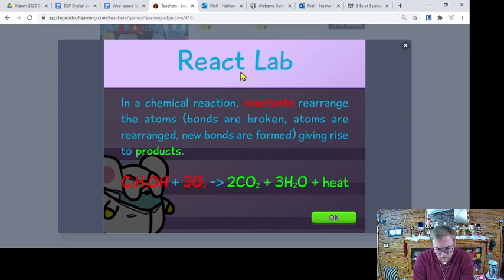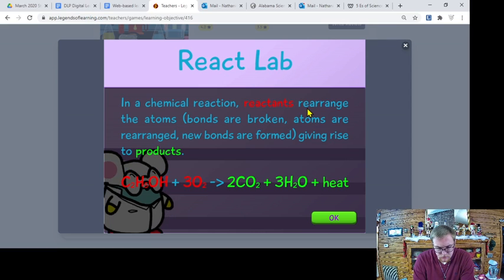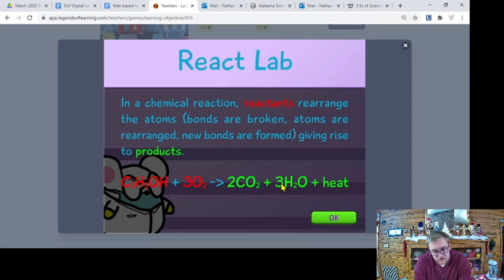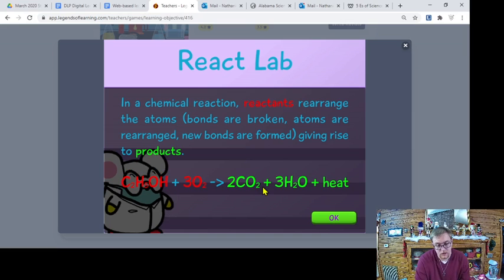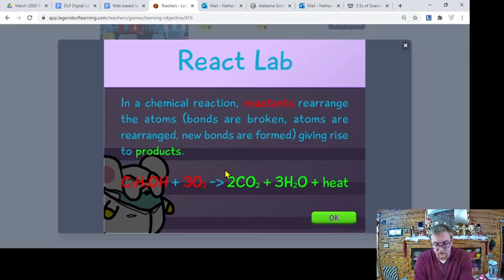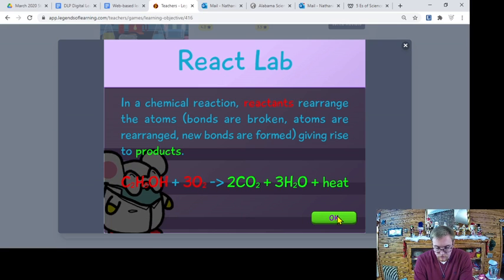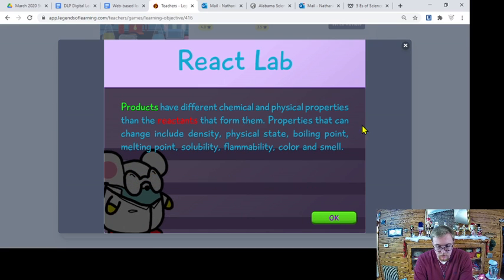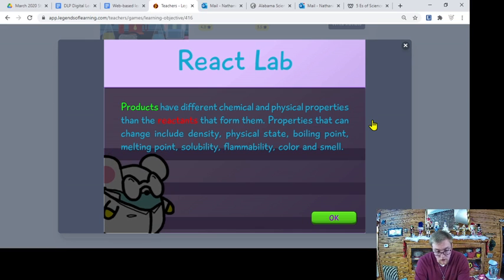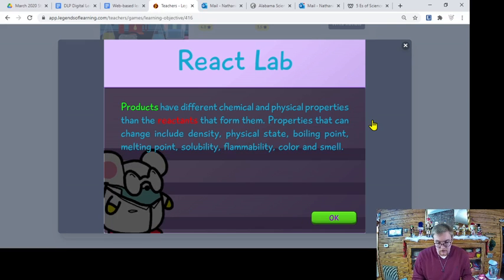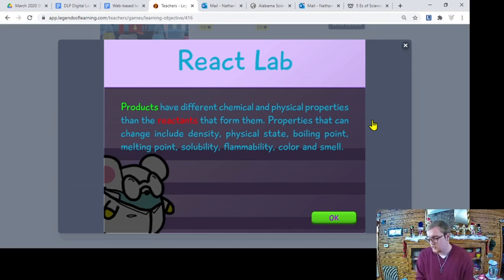So let's read through some of the information we got here. In a chemical reaction, reactants rearrange the atoms. Bonds are broken, atoms are rearranged, and new bonds are formed, giving rise to products. So that gives us an introduction to a chemical equation. We have our reactants here on our left-hand side, and we have our products here on our right-hand side. We also have our little yield symbol. So products have different chemical and physical properties than the reactants that form them. Properties that can change include density, physical state, boiling point, melting point, solubility, flammability, color, and smell. Does that sound exactly like Standard 5? Yes.